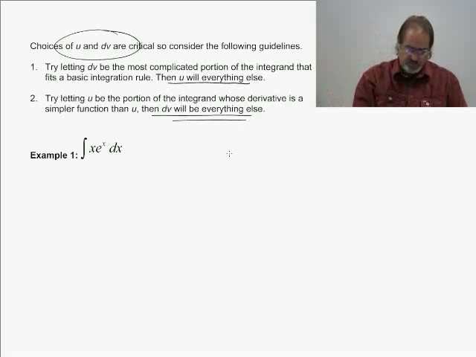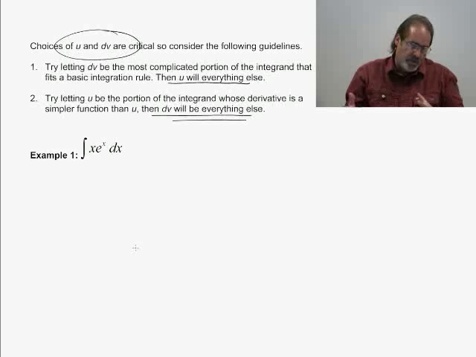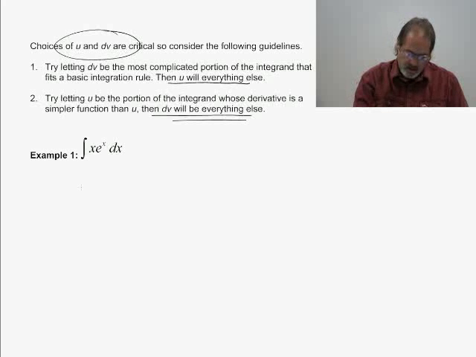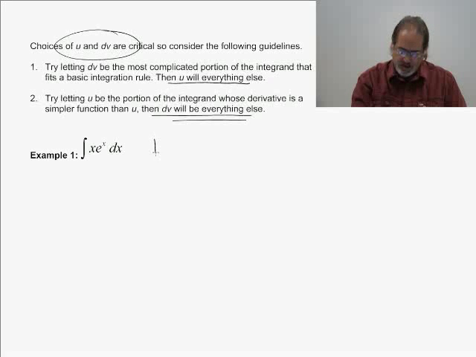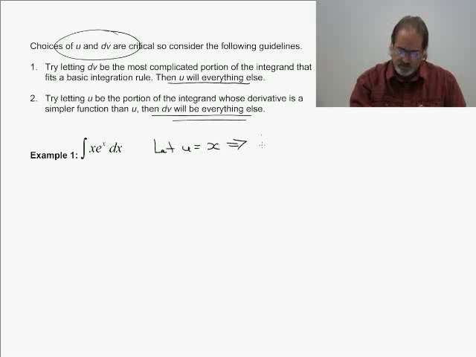So let's take a look at this first example. I need to integrate x times e to the x. Right now, we don't know how to integrate this. We don't have a tool to complete this integration. But I'm going to let u equal x. That would then imply that du equals the derivative of x dx, which is just 1 dx, or simply dx.